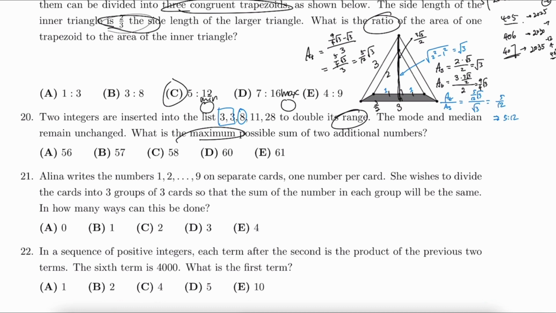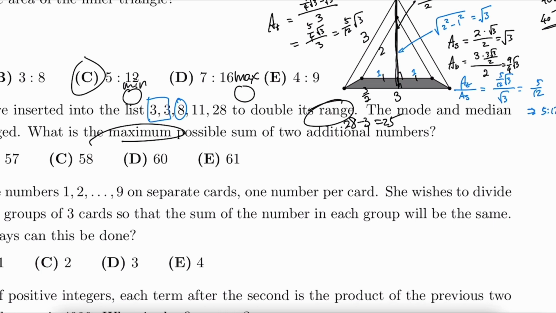If we add anything, let's say if we add the same 8, then the mode is going to change. So we cannot do that. The current range, by the way, is going to be 28 minus this 3, which is 25. We want to double that. That gives us 50. Now, we want to maximize the possible sum of these two additional numbers, so we don't want to insert a really small number, right? So we want to insert something like 8.